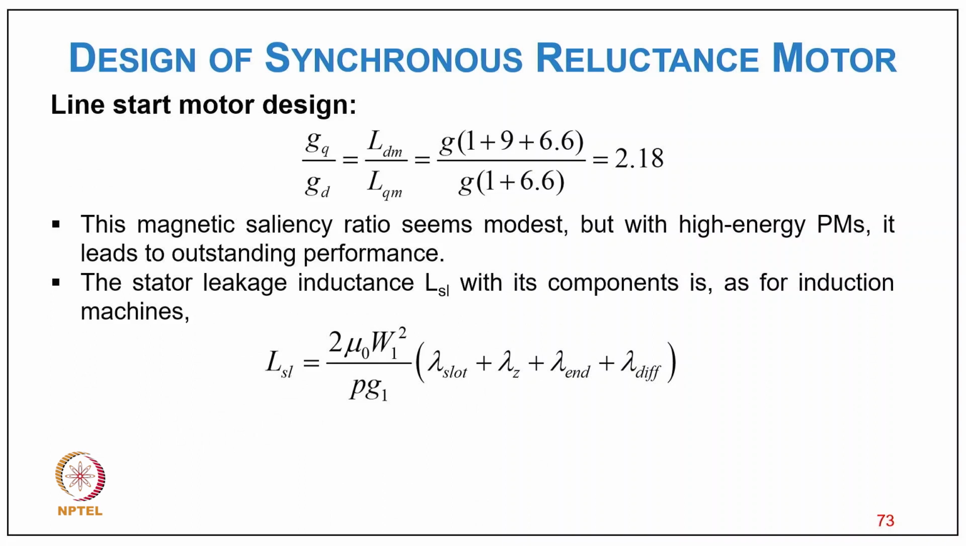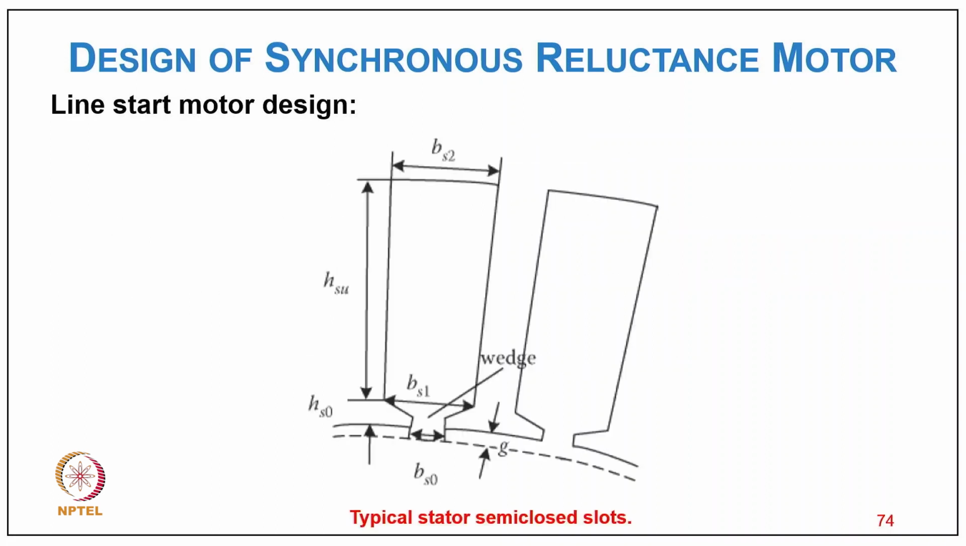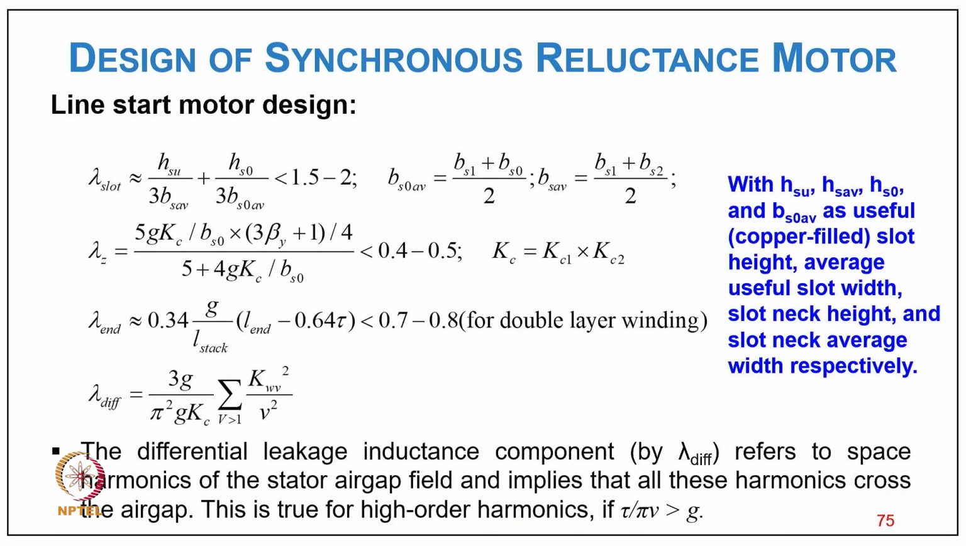And this magnetic saliency ratio seems modest, but with higher energy permanent magnets, it leads to outstanding performance. So the stator leakage inductance Ls1, as in an induction machine, Ls1 equal to 2 mu 0 W1 square L upon p1 q, in bracket lambda slot plus lambda z plus lambda end plus lambda diff. And typically here are the typical stator semi-closed slots, I mean where the winding is put in the stator.